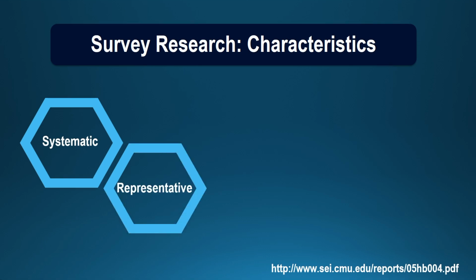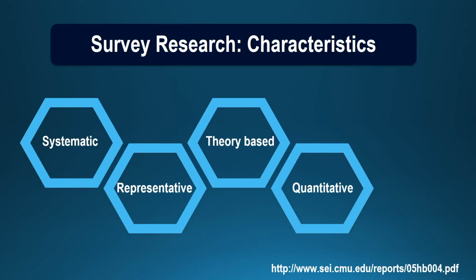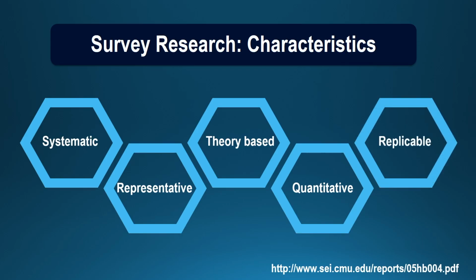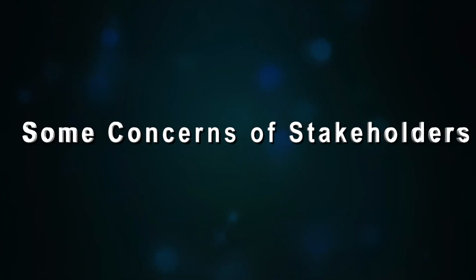It is representative. It represents a population which is defined, and thus the sample selected from the population is representative of the characteristics of the population, and the findings of the survey are thus generalizable to the population. Survey research is theory-based, and theory provides the background for selecting a problem and formulating its objectives. It is quantitative. Primarily, the data collected in a survey is quantitative, and thus it is amenable to statistical analysis for generalizability. Survey research is replicable in the sense that a survey which is carried out can be repeated in a different context.